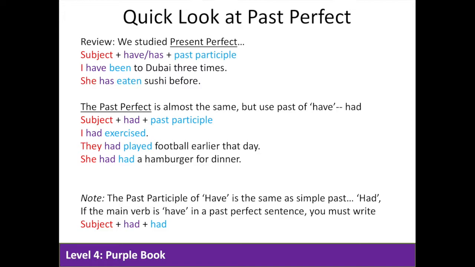Another important thing to keep in mind is that the past participle of have is the same as the simple past, had. And if the main verb is have in a past perfect sentence, you must write subject plus had. Take a moment to pause the video and practice writing a few sentences using the past perfect.